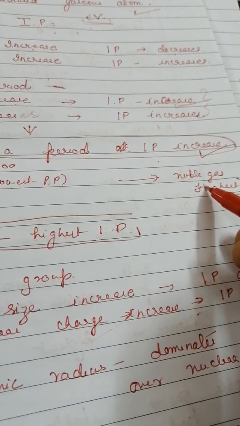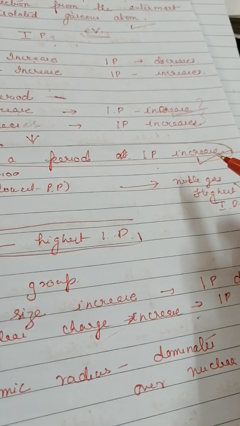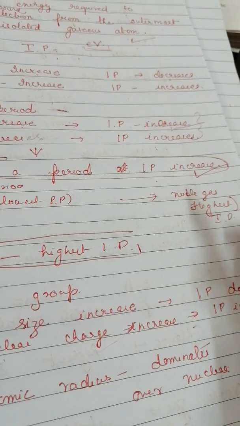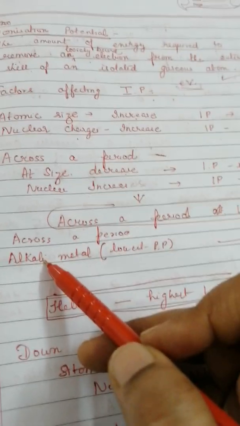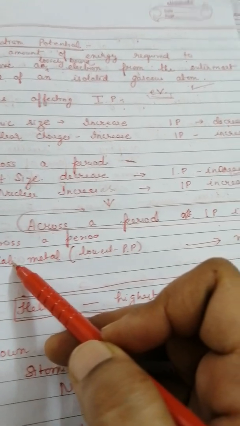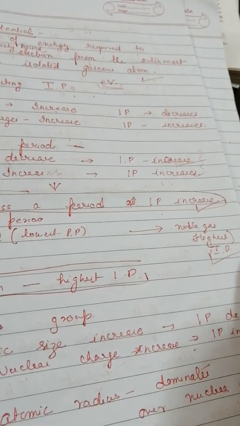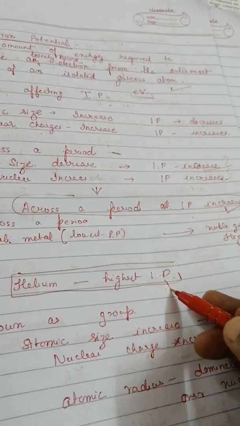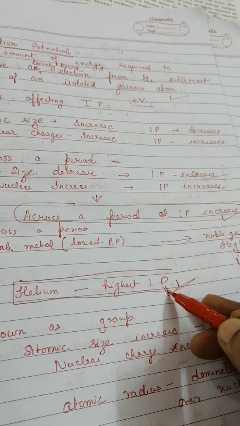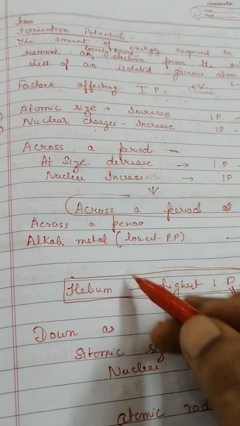Now here noble gases are also going to be considered. Noble gases have a stable electronic configuration, so they do not lose any electrons. So a lot of energy is required to remove their electrons. So across the period the ionization potential increases from the alkali metals. Alkali metals will have the lowest ionization potential in a particular period, while the noble gases will have the highest ionization potential. In the entire periodic table, helium has the highest ionization potential. Helium, the noble gas in period number 1, has the highest ionization potential.